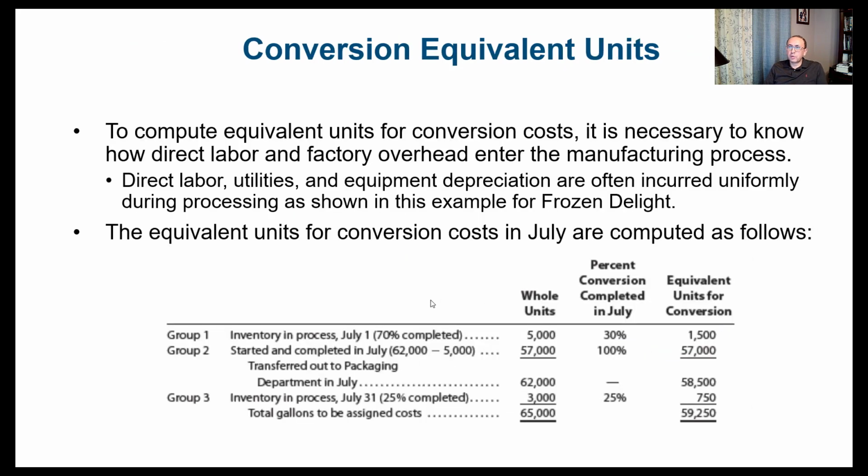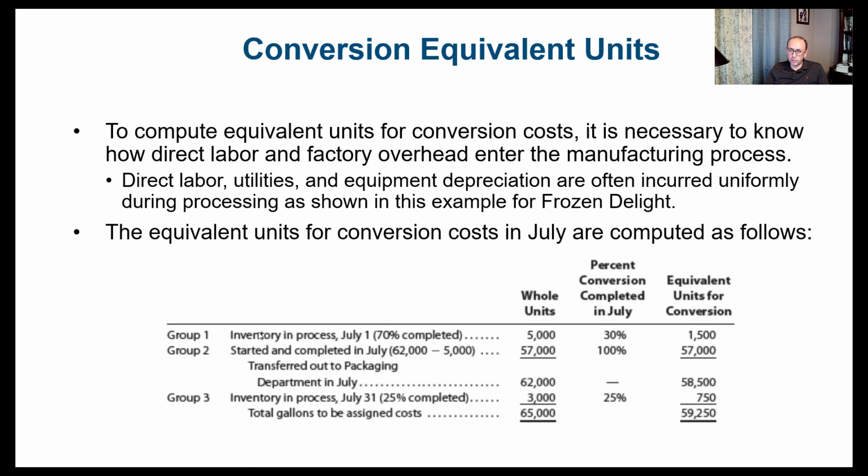How about conversion equivalent units? To compute the equivalent units for conversion costs, it's necessary to know how direct labor and factory overhead enter the manufacturing process. Direct labor, utilities, and equipment depreciation are often incurred uniformly during processing, as shown in the example of Frozen Delight. So the equivalent units for conversion costs in July would be computed as follows.